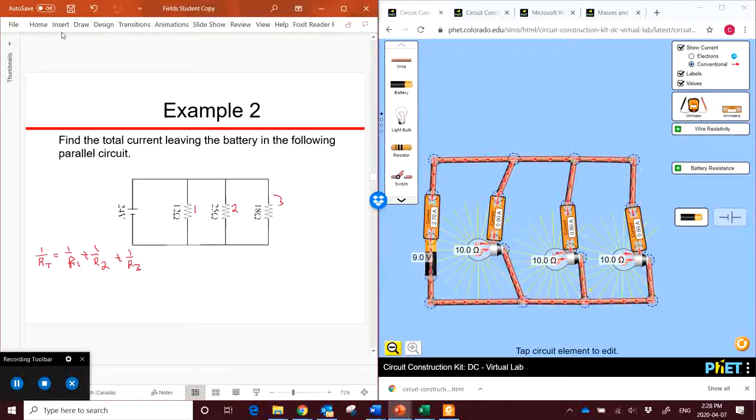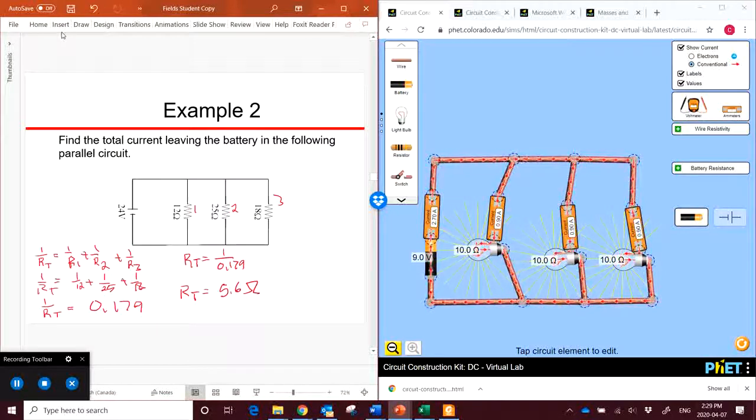So 1 over RT equals 1 over 12 plus 1 over 25 plus 1 over 18. To make this a little simpler, I will change it to a decimal. If we add those together, we get 0.179. And now what we have to do is invert both sides here. So we get RT is equal to 1 over 0.179, or that our total resistance in our circuit is equal to 5.6 ohms.